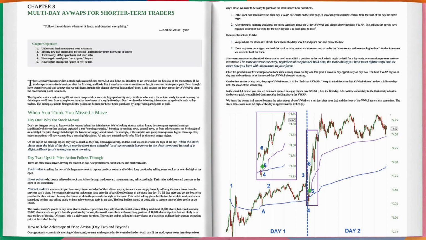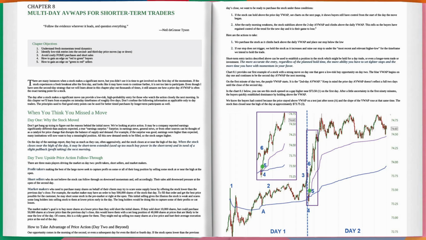Chart 8.1 provides our first example of a stock with a strong move on day 1 that gave a low risk buy opportunity on day 2. The blue VWAP begins on day 1 and continues to be the second day AVWAP the next morning. On the first minute of day 2, the purple VWAP starts. It is the second day AVWAP. Keep in mind the prior day AVWAP doesn't reflect a full 2 days until the close of the second day.